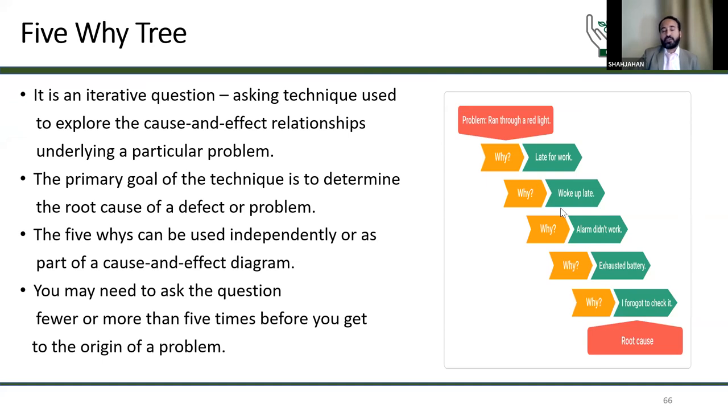So this is just an example. Whenever we have any problem, we have to ask the 5-why tree and find out the reasons. And then we have to solve these issues.